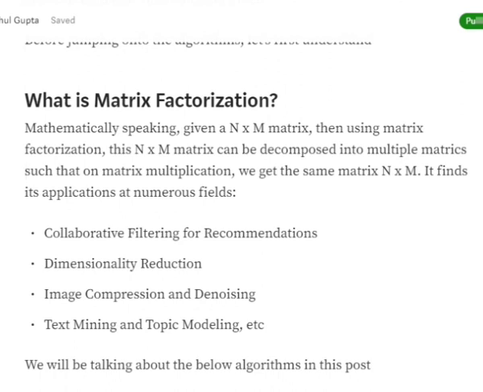Now, where does this mathematical concept find its application? Collaborative filtering for recommendations is one of the most important and most famous algorithms. Dimension reduction: if you have read about PCA, you must remember how we go for eigenvalue decomposition. That is one of the types of matrix factorization algorithms. Image compression, text mining, and whatnot. So there are multiple purposes for which matrix factorization can be used.